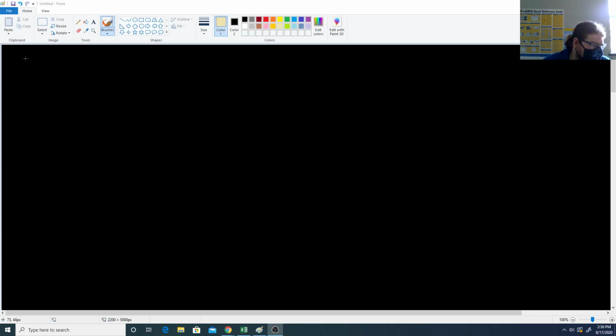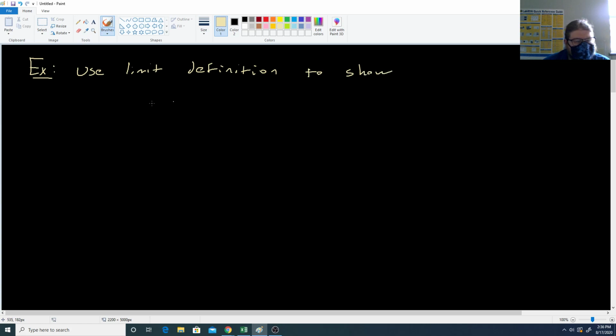Okay, so for our example that we have here, it tells us we want to use the definition above, so use the limit definition, to show part A, the limit as x approaches 7 of 5 is 5, and then part B, limit as x approaches 7, just kidding, limit as x approaches 4 of 3x plus 1 is 13.